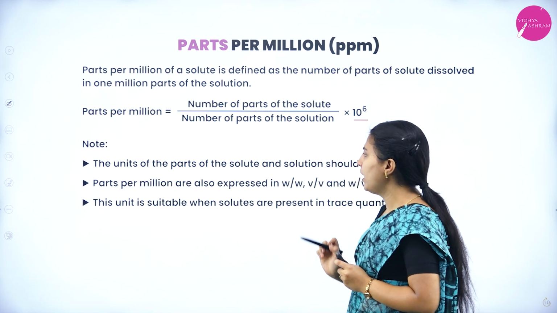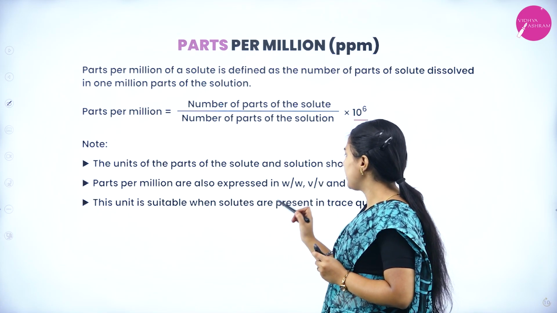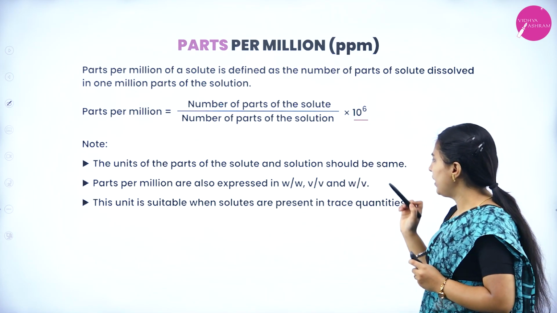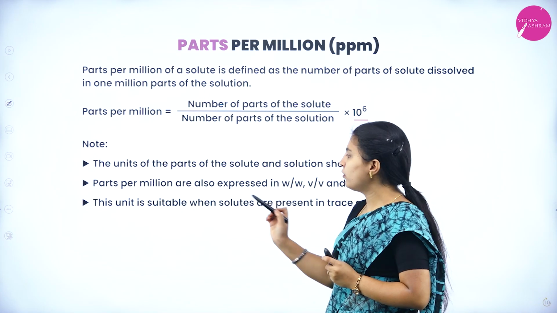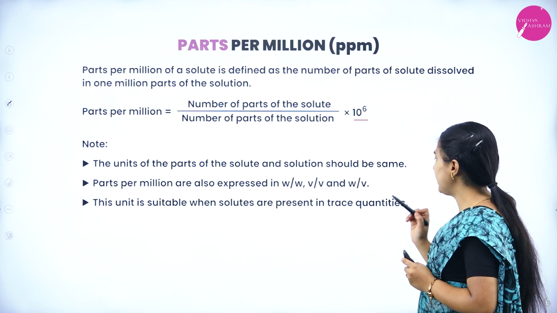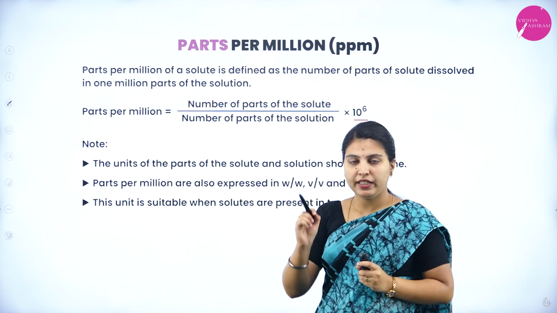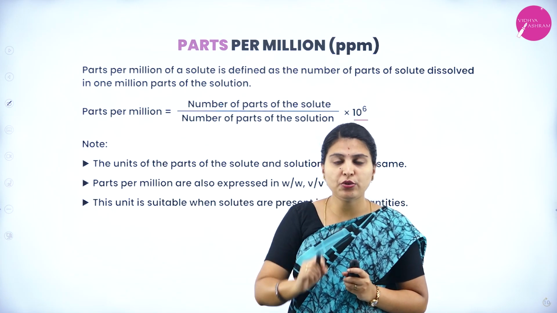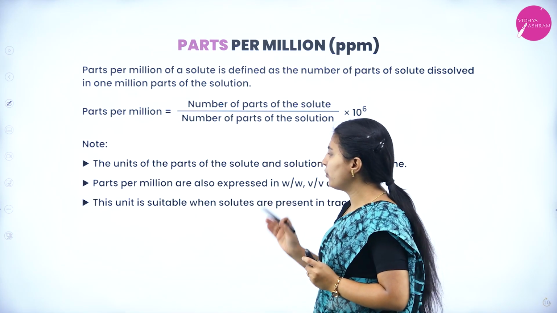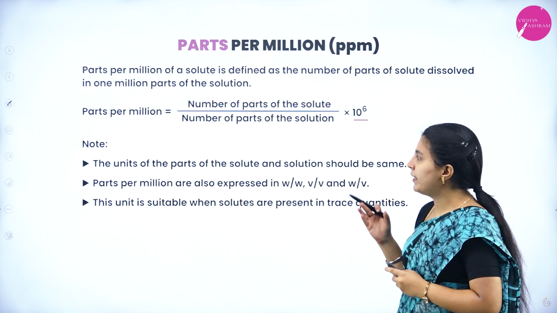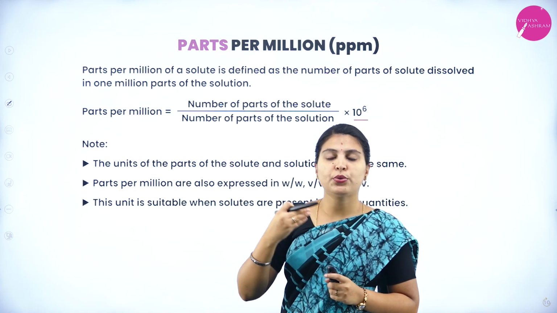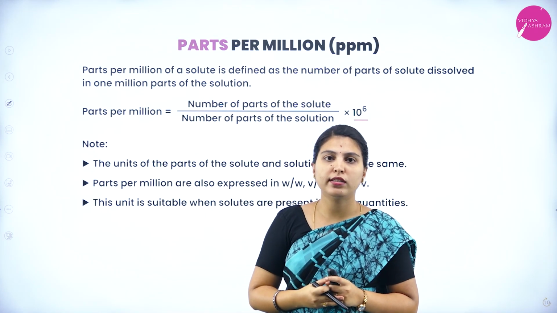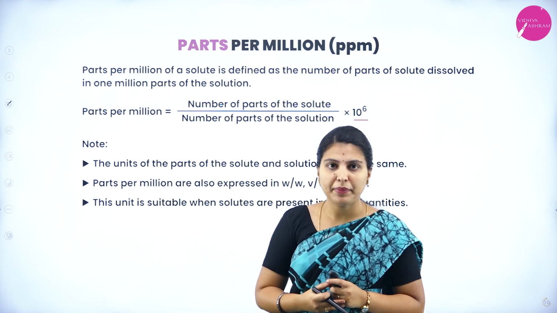The same unit should be there, and parts per million is also expressed in W by W, V by V and W by V. This unit is suitable when solutes are present in trace quantities. Whenever it is in trace, meaning minute quantities, then this unit will be more suitable. Till here, the expressing units to determine the concentration of a solution are completed.